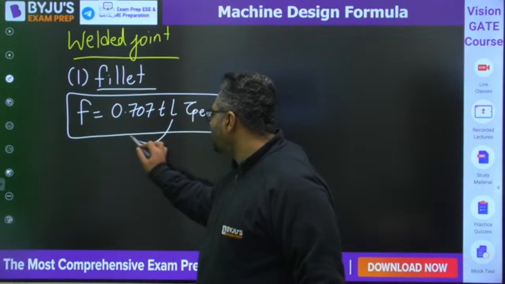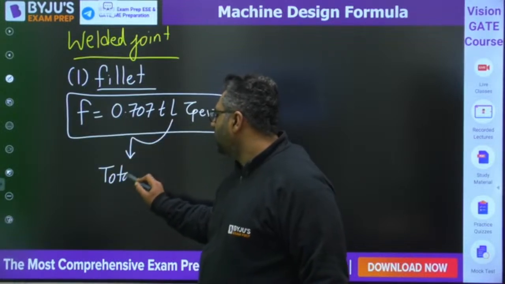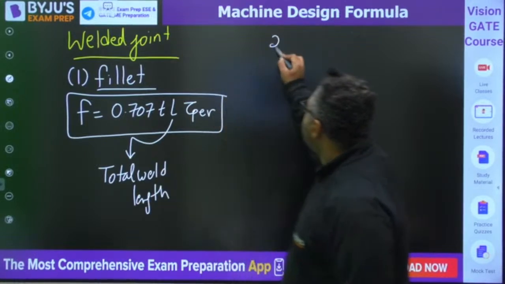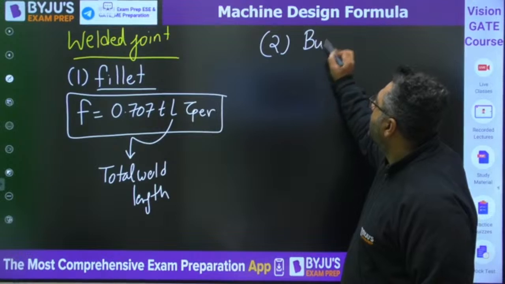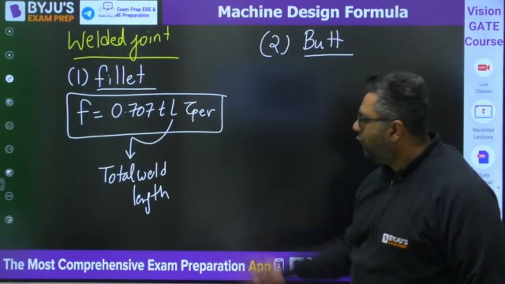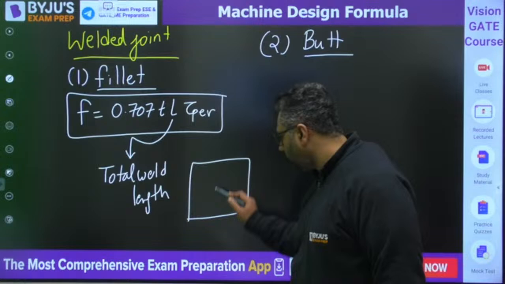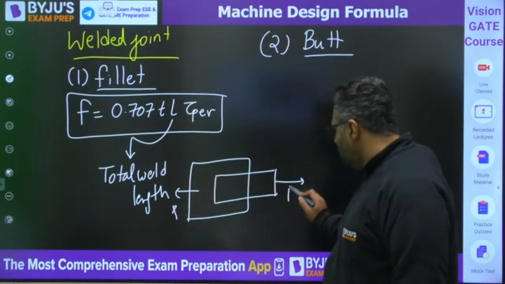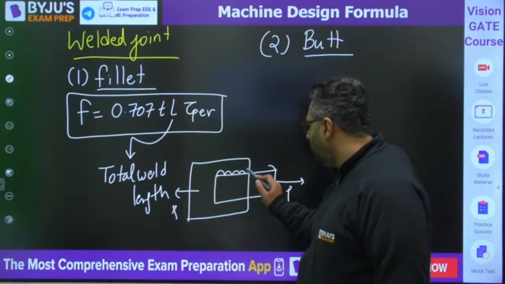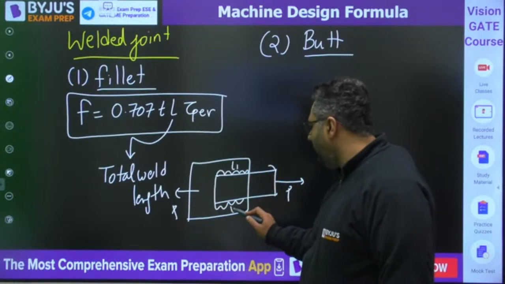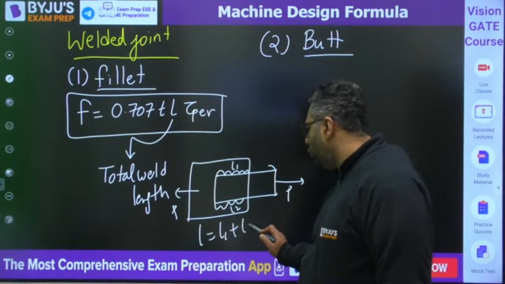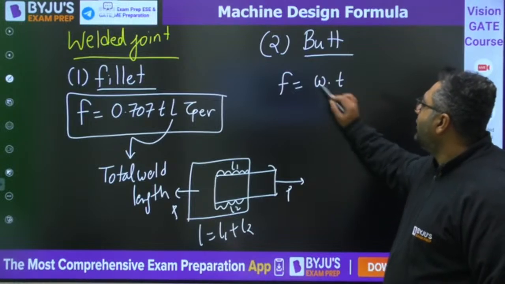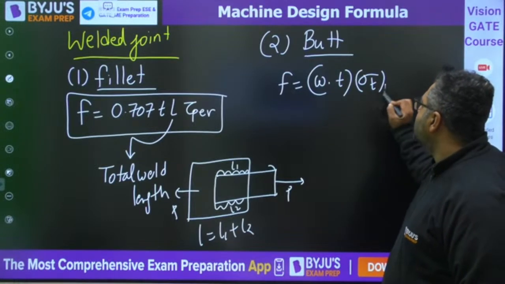So you know this L is the length, the total weld length. And then we have the second, the butt joint. For fillet weld also, if you want, I can tell you like this. Let us say this is the force. If this is the weld L1, this is the weld L2, then L will be L1 plus L2. And when we are talking about the butt weld, it is equal to width into thickness into sigma T permissible.